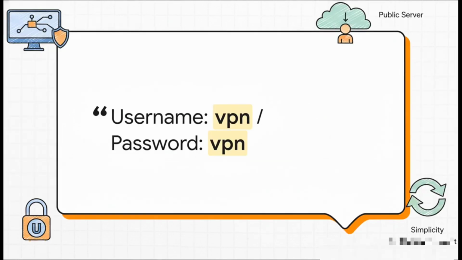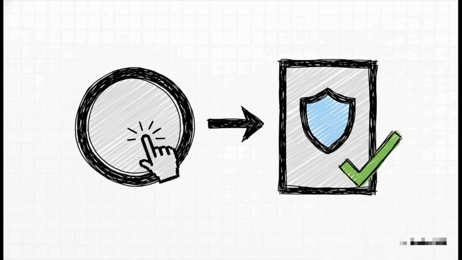Now, for the sign-in info, this is almost laughably easy. You don't need some complicated password. For these public servers on VPN Gate, the username is just VPN, and the password, you guessed it, is also VPN. That's it. Simple as that. So once you've typed in VPN for both the username and password, all you have to do is hit that Save button. And boom, just like that, your very own reusable VPN connection is set up and ready to go. The hard part is over.